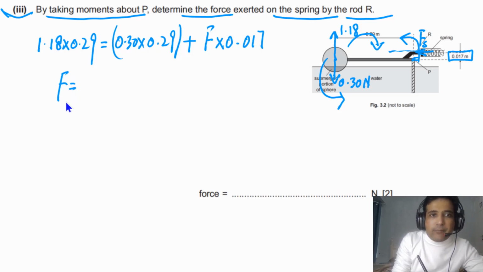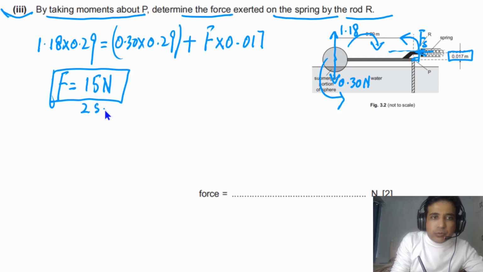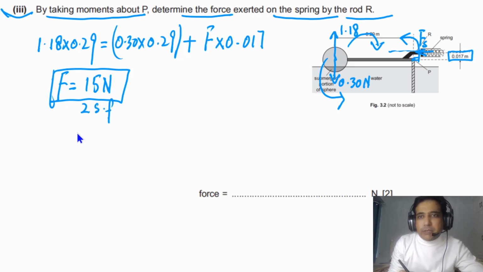If we solve this for F, our final answer will be equal to 15 newtons to 2 SF. So this is our final answer to 2 SF. This is what the question is asking you to calculate. So our final answer is 15 newtons.